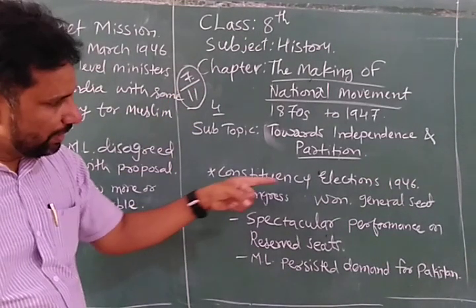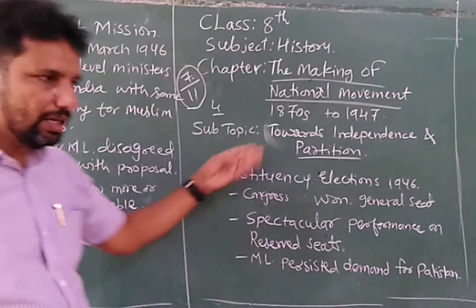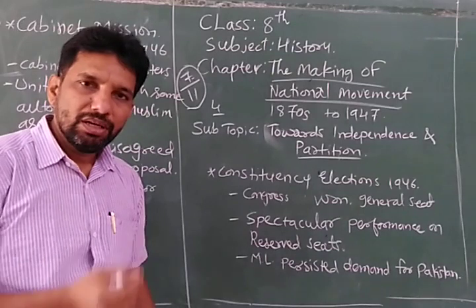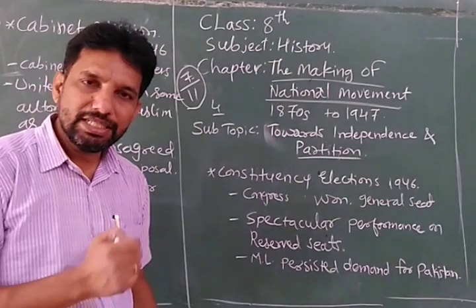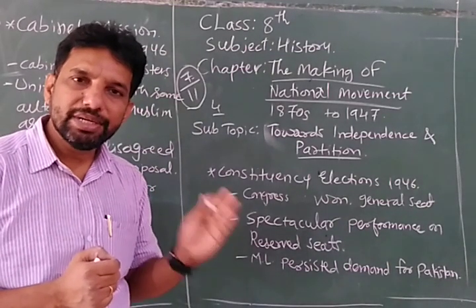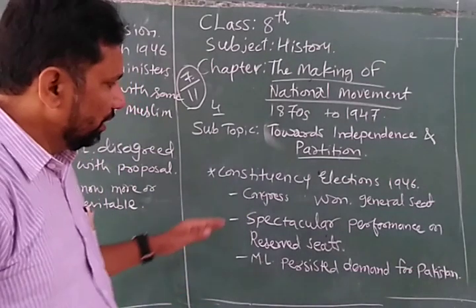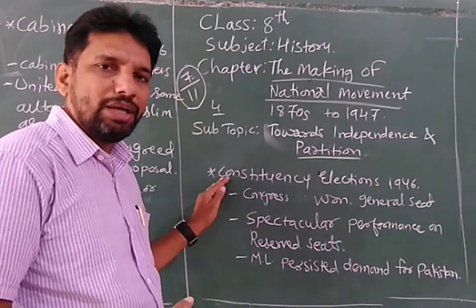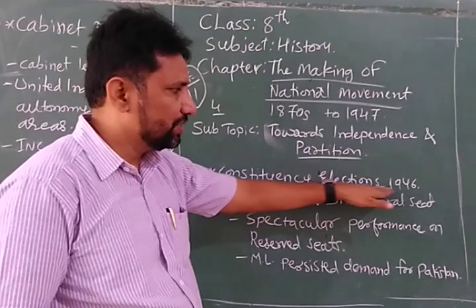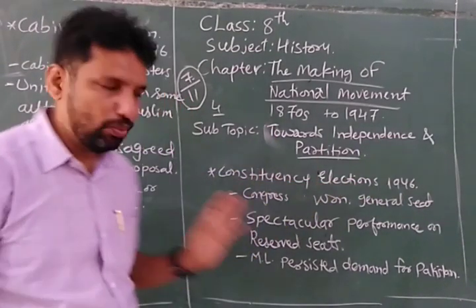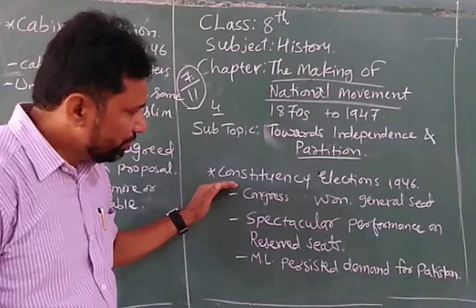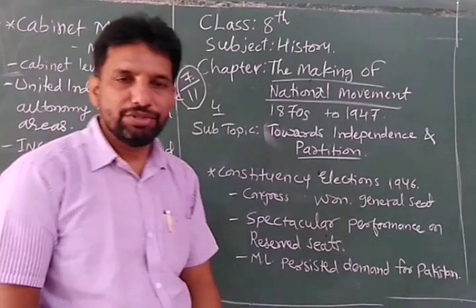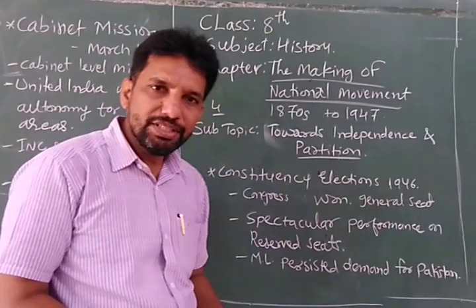Now, in 1946, see, in the earlier slide we had seen that from 1940 the Muslim League was persistently demanding a separate nation for Muslims. Now, this demand has been strengthened, seeing the results of the constituency elections in 1946. How? Constituency elections were held again in 1946, after 1937. What happened this time?